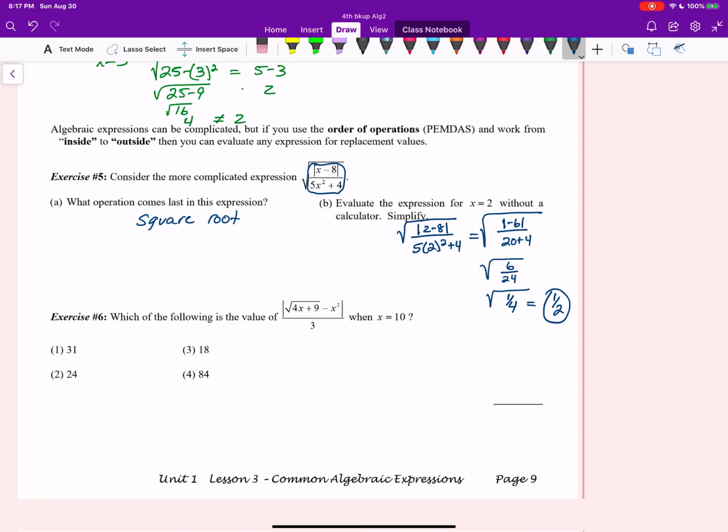Exercise number 6, which of the following is the value of, and here we have the absolute value of the square root of 4x plus 9 minus x squared, all divided by 3, when x equals 10. Okay, so absolute value of square root of 4 times 10 plus 9 minus 10 squared. Close the absolute value, all divided by 3. Okay, underneath the square root, 4 times 10 is 40, plus 9 is 49. So I've got the absolute value of the square root of 49 minus 10 squared is 100.